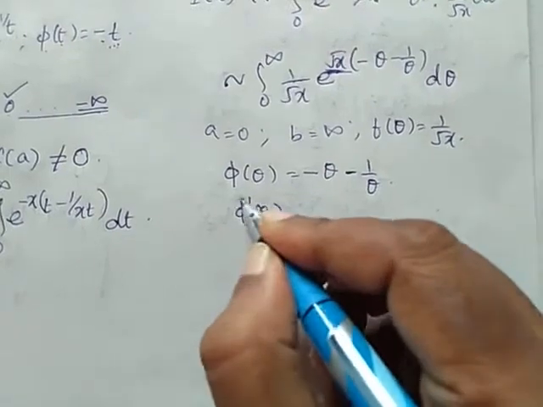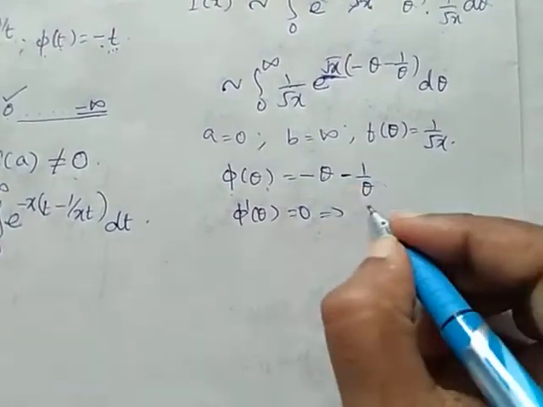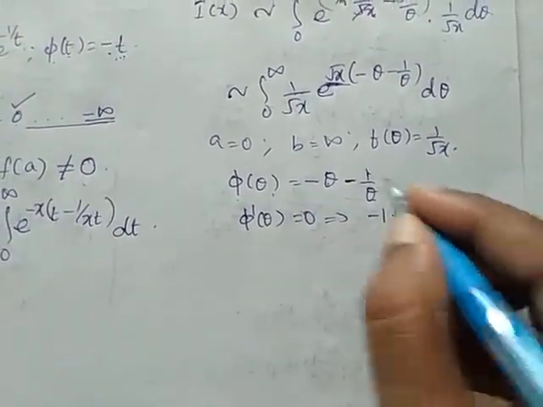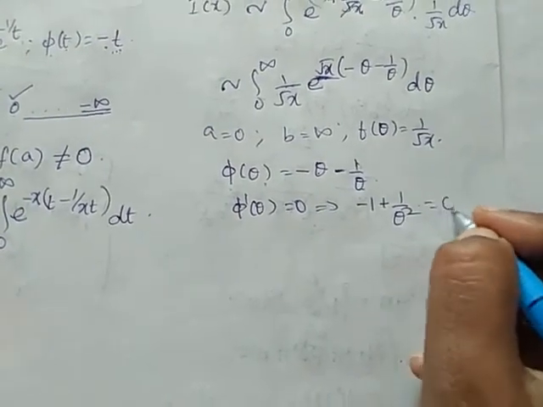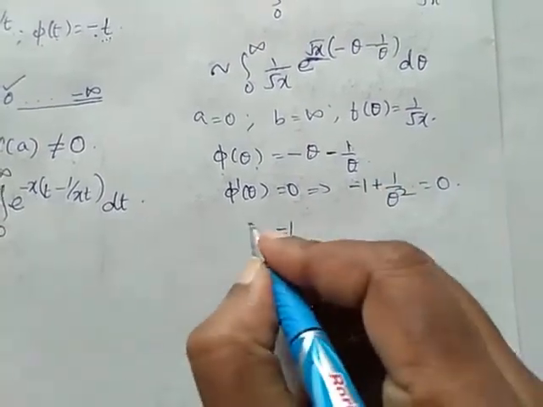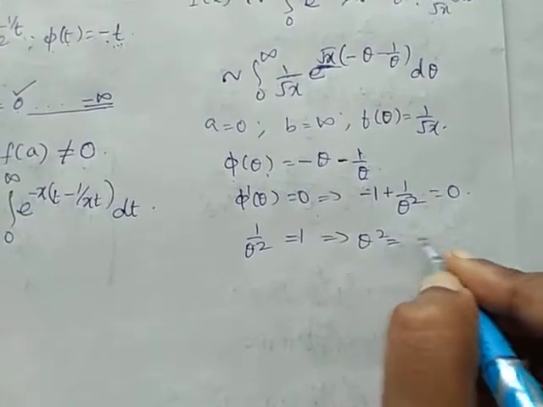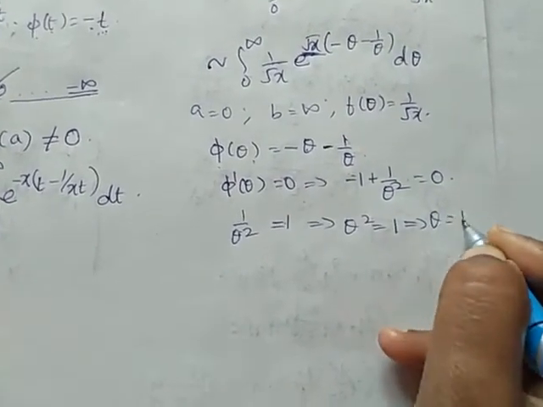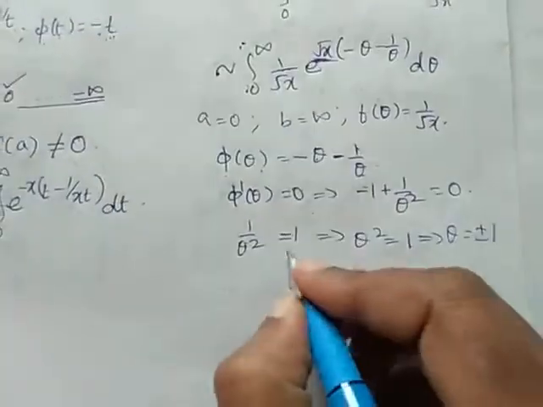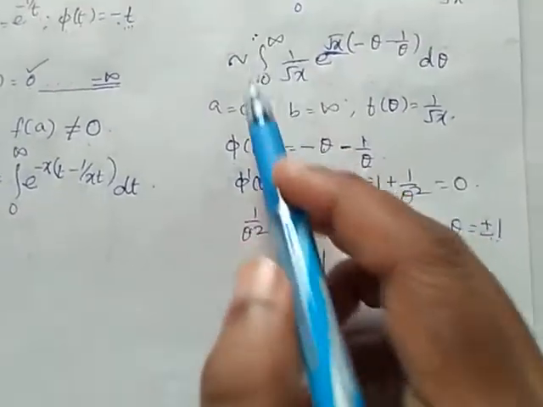So what is phi dash of theta? To find the maximum value, phi dash of theta should be equal to 0. Differentiation of theta is 1, differentiation of 1 by theta is minus 1 by theta square, equal to 0. So this implies theta square is equal to 1, so theta is equal to plus or minus 1. What is our limit? 0 to infinity. So our value should be plus 1, not minus 1. Minus 1 is out of our region.